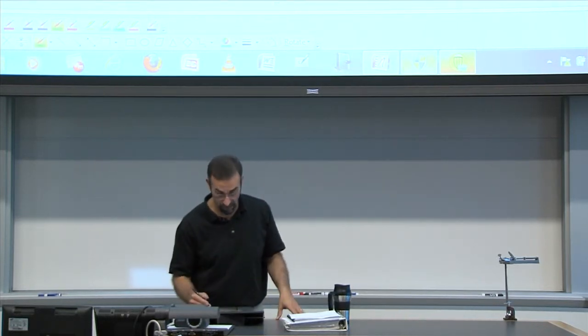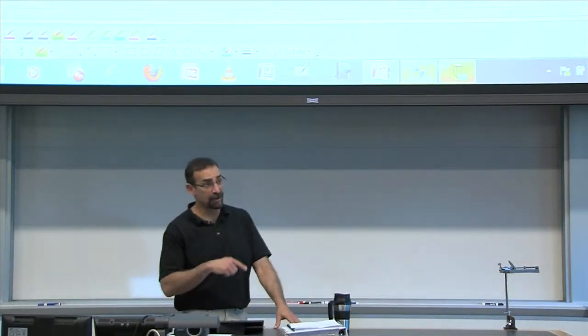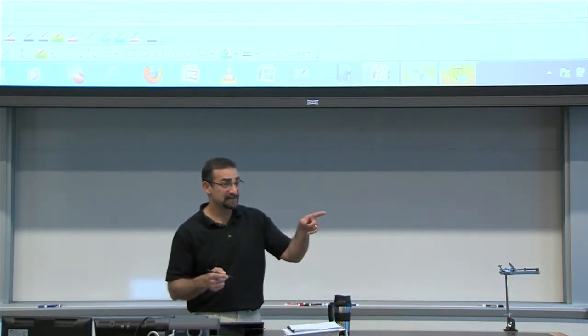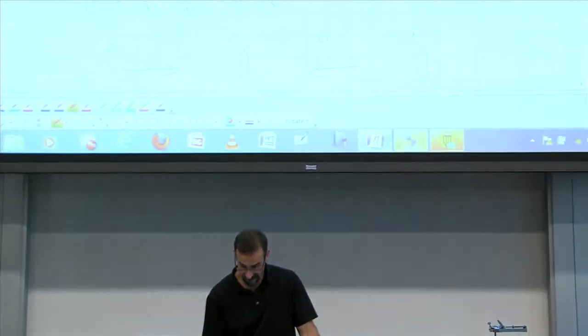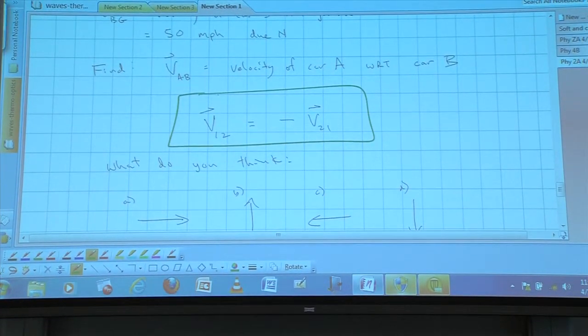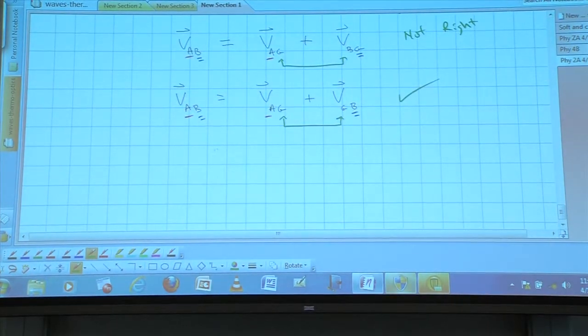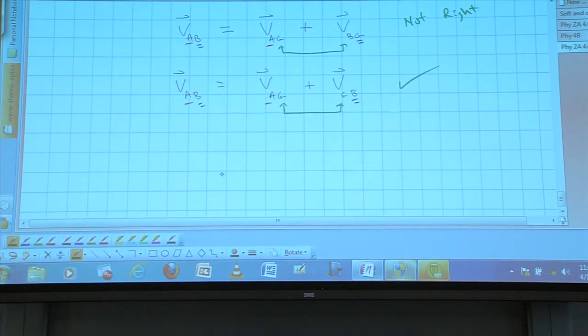Now, let's see what we know and what we don't know. We know the velocity of A with respect to the ground. That's given. But the velocity of the ground with respect to B is not given. What is given? B with respect to the ground. And we know how to get it into the form of ground with respect to B. We can just add the opposite. So this is going to be the same as the velocity of A with respect to the ground plus the opposite of VBG. We okay with that?